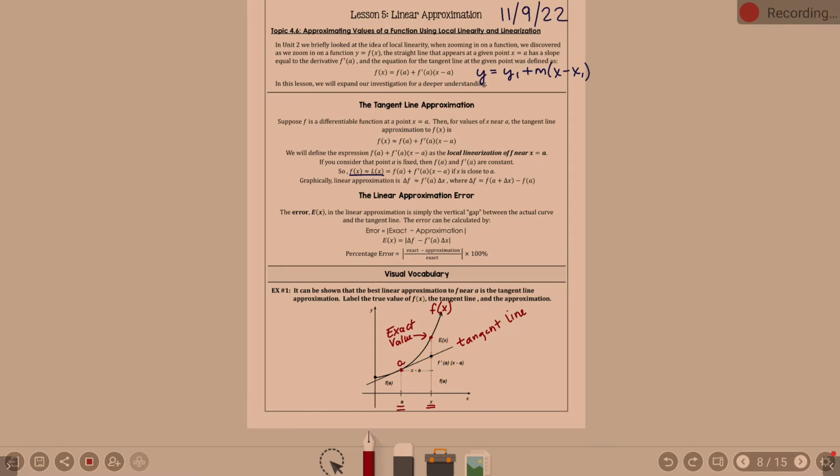We're talking about a point that is different than point a. So a point that is close to a right here, that's going to be the exact value. Now, the linear approximation, what value is the tangent line going to give for that point? And that is that right there. That is my linear approximation. That's the value the tangent line will give you for that point very close. So this is my linear approximation value.